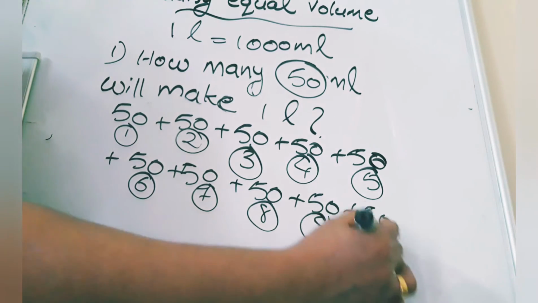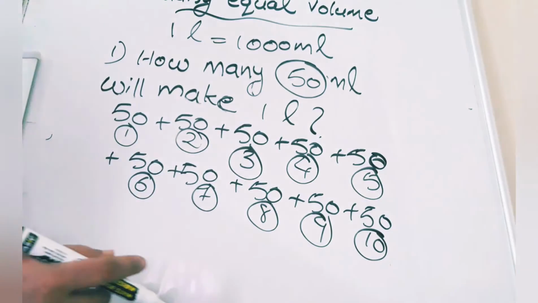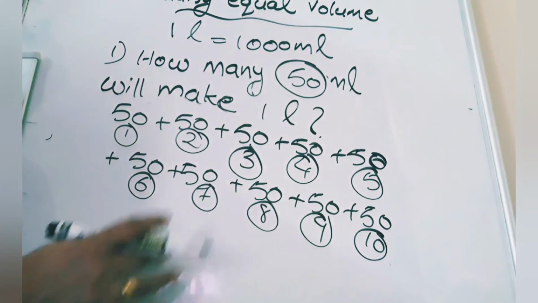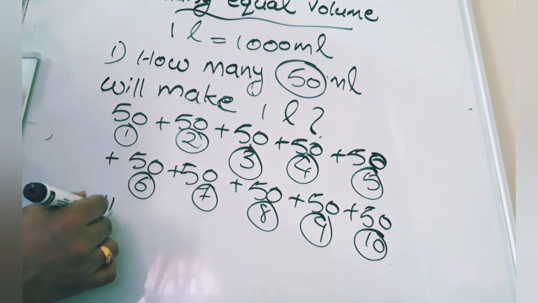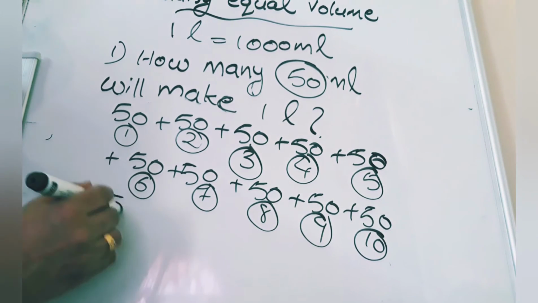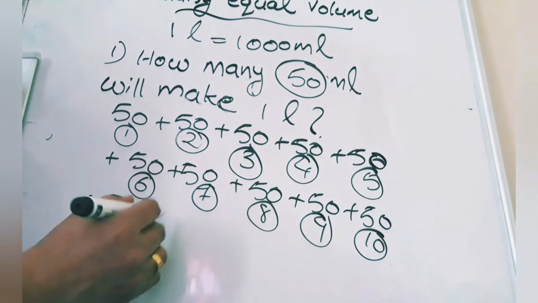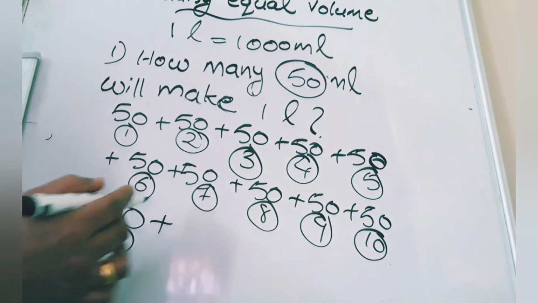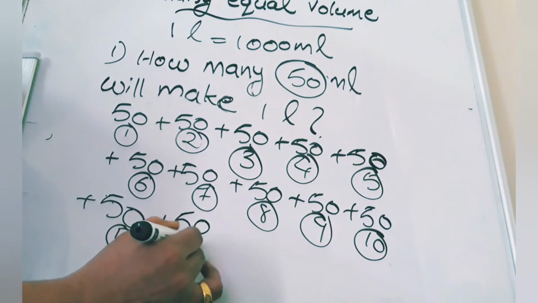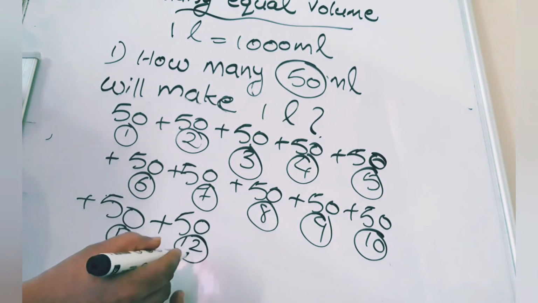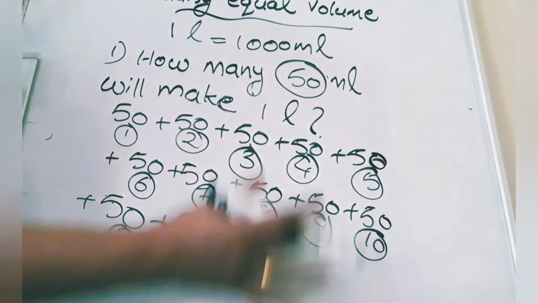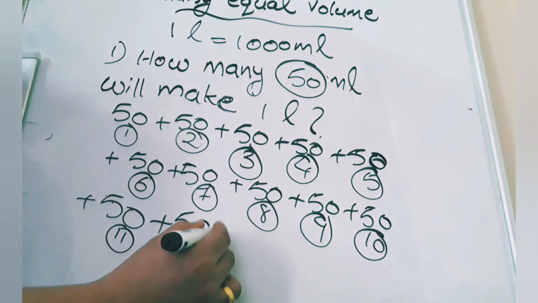When you did 10 times, what are you getting? 500 only. 10 into 50, 500, no? So now you write again 11 times. So 50 plus, it is 11 times. Now it is 550. 500 plus 50, 550. Again write 12 times. Now it is 600. You have to add in the vertical form also.